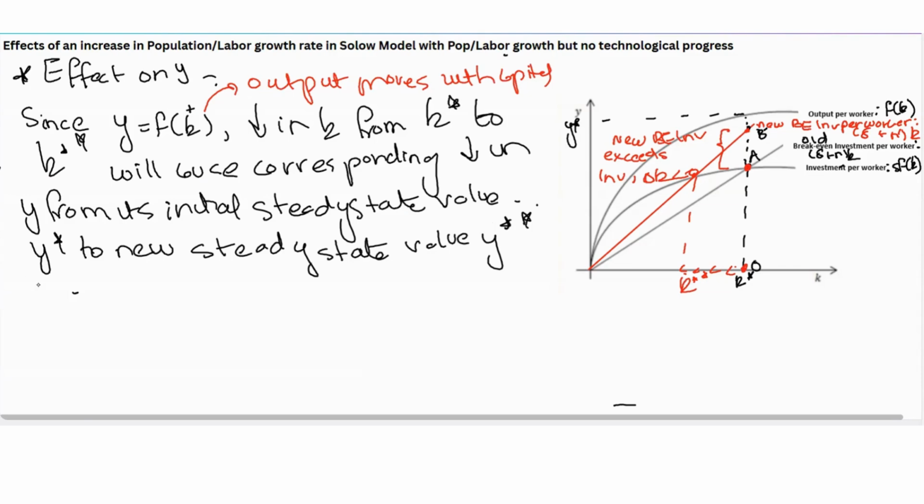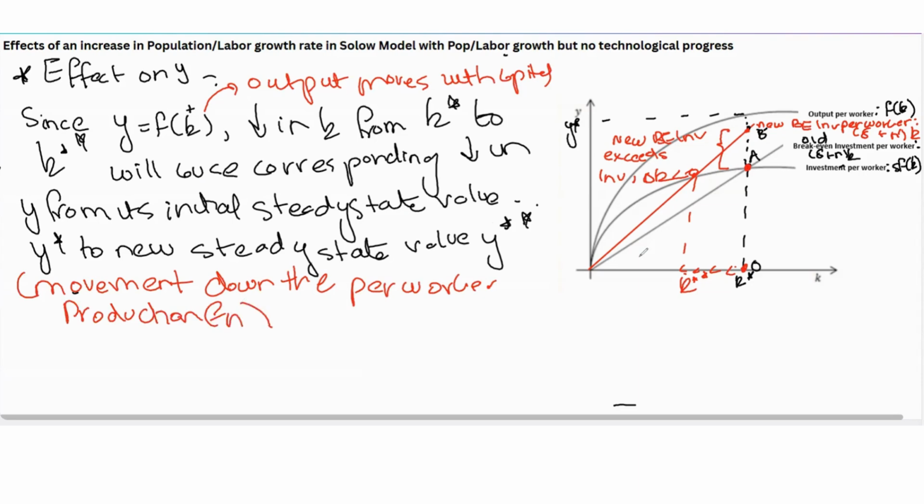And this is essentially represented by a movement down the per worker production function, which is this output per worker curve, right? So output is moving with capital per worker. K is going down from K star to K double star. As a result, let me erase this bit to save more space. Because output moves with capital, when K goes down from K star to K double star, output also goes down from Y star to Y double star.